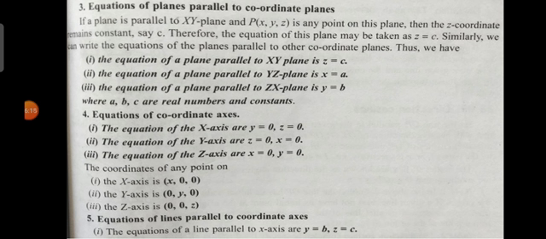And the fourth one is equations of coordinate axes. The equation of the x-axis: for the x-axis, y and z are 0, so y equals 0, z equals 0. For the y-axis, x is 0 and z is 0. And for the z-axis, x and y are 0.